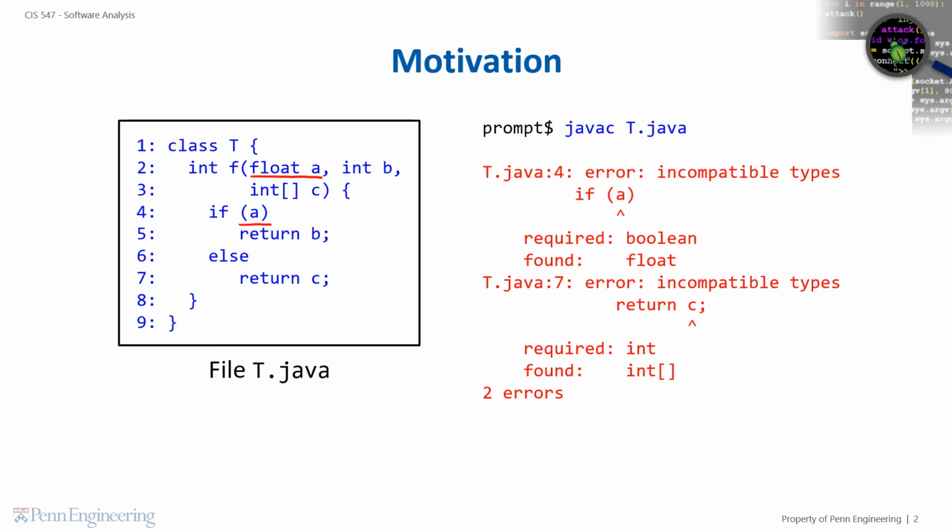The second error states that the return result C of the function f on line 7 is expected to be of type int, since the specified return type of function f is int, but it instead has type integer array. Java's type system prevents logic errors like these, which could cause the program to produce undesired results.